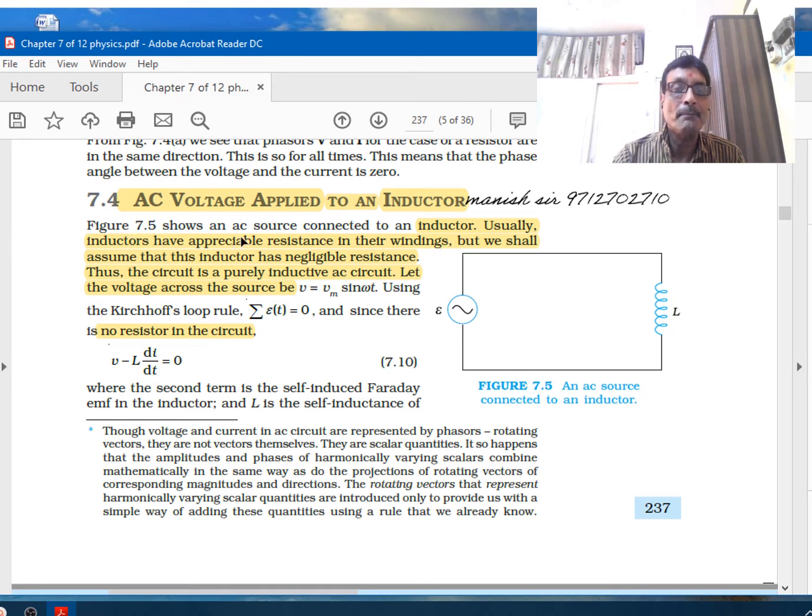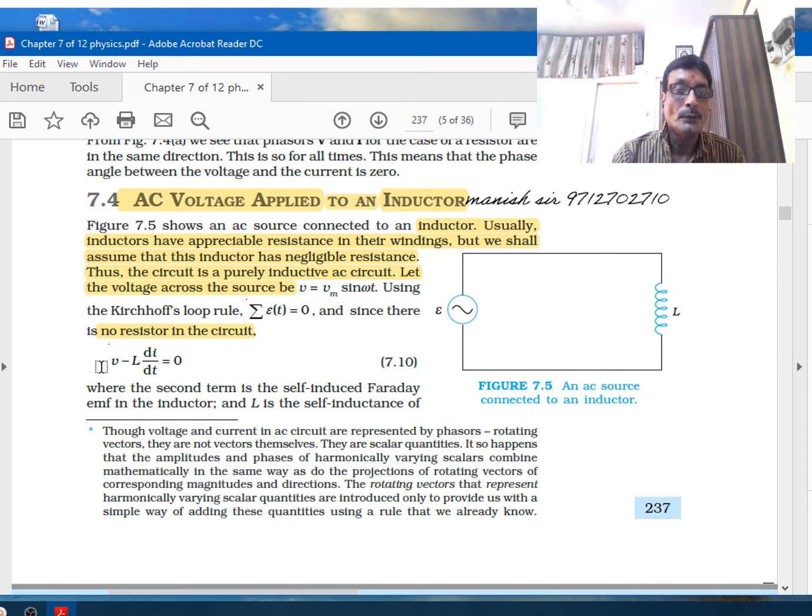Usually inductors have an appreciable resistance in their windings, but we shall assume that this inductor has a negligible resistance, and thus the current is in a purely inductive AC circuit. Let the voltage across the source be v equal to Vm sin omega t, and using Kirchhoff's rule, the total sum of applied AC voltage is equal to 0 with respect to time t, and there is no resistance in the circuit.